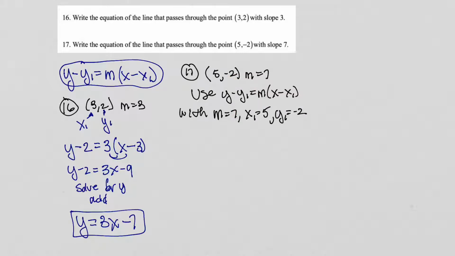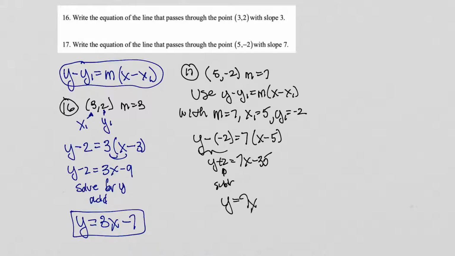So let's just substitute these numbers into that template, and we will get y minus the first y. Now be careful, it's a negative. y minus negative 2 is equal to m, which is 7, times x minus the first x, which is 5. So here we'll get y plus 2 equals, multiply through, 7x minus 35. And now let's subtract that 2. So we'll get y equals 7x. Now negative 35 minus 2 is negative 37.